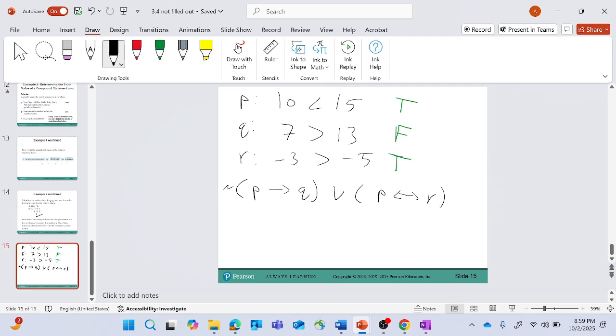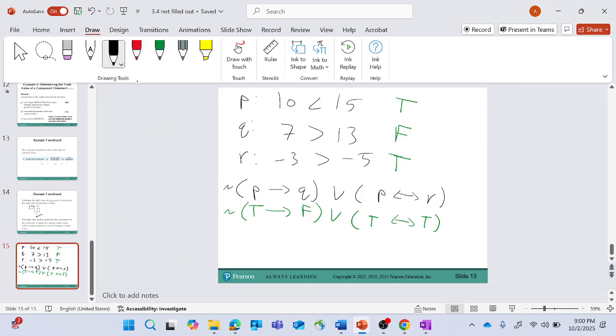So, because we know exactly what the truth values of P, Q, and R are, you can replace P, Q, and R with their truth values. So P is true, right? So we're going to replace it with true. Q is false, so I can replace it with false. And it's negated. And it's or. P is true if and only if R is true. So you can start replacing the statements with their actual truth values. And then we start simplifying it down from there. Everyone with me?